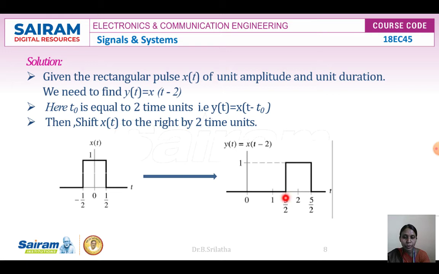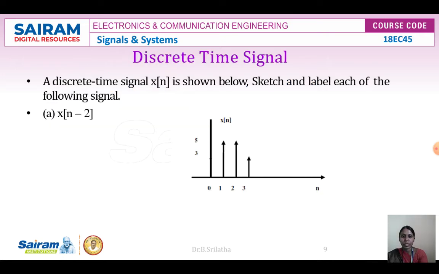So from 3 by 2 to here, 1 by 2 plus 2 is nothing but 1 by 2 plus 2. So 1 plus 4 by 2. 1 plus 4 is 5 by 2. So based on that we can find where we need to shift it. This is one problem on shifting operation.